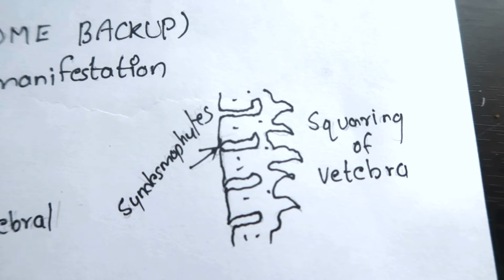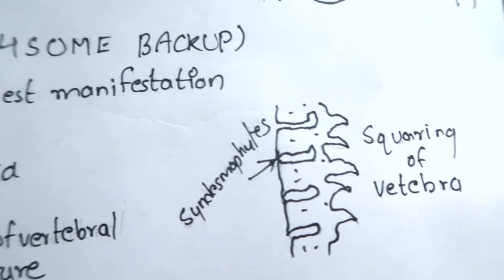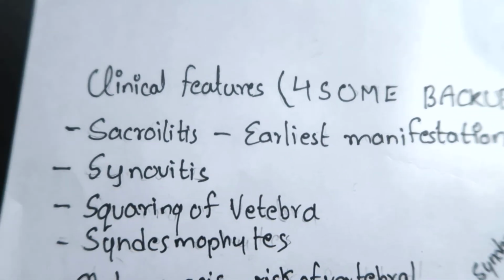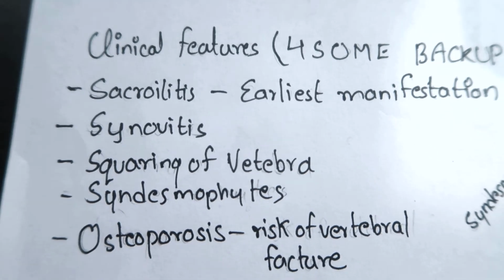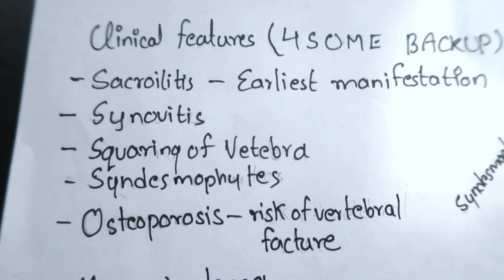There is pain in the back that is relieved after exercise or movement. The patient may feel nocturnal pain and morning stiffness. Secondary osteoporosis of the vertebral bodies frequently occurs, leading to an increased risk of vertebral fractures.